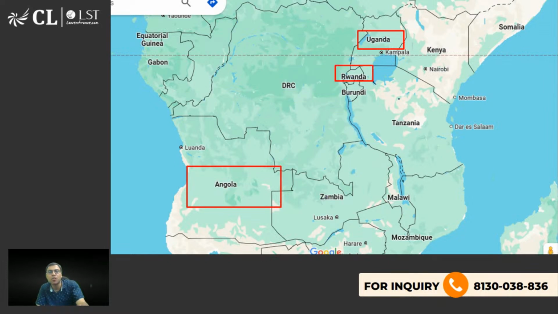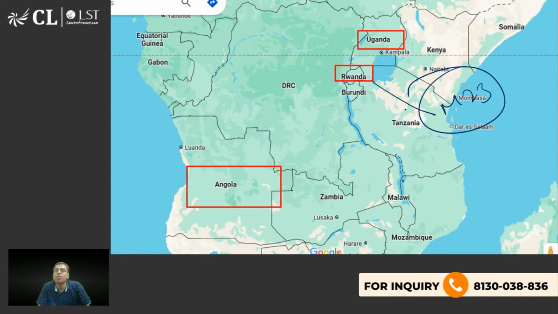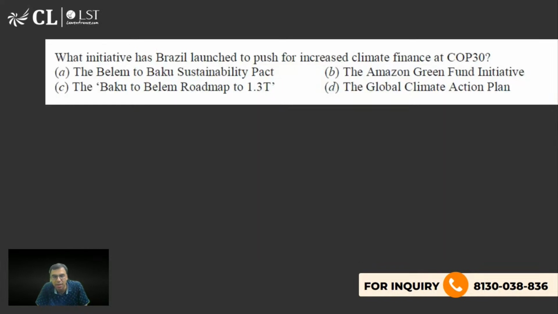You can be asked: M23 is a rebel group from which country, supported by which country? So the answer is Rwanda. Okay, this type of question can be asked.